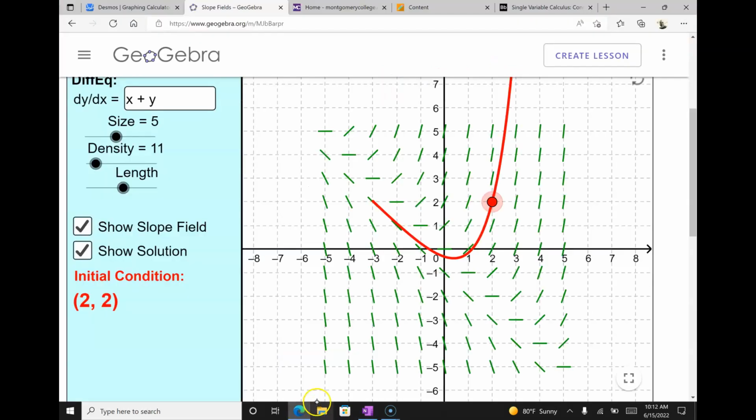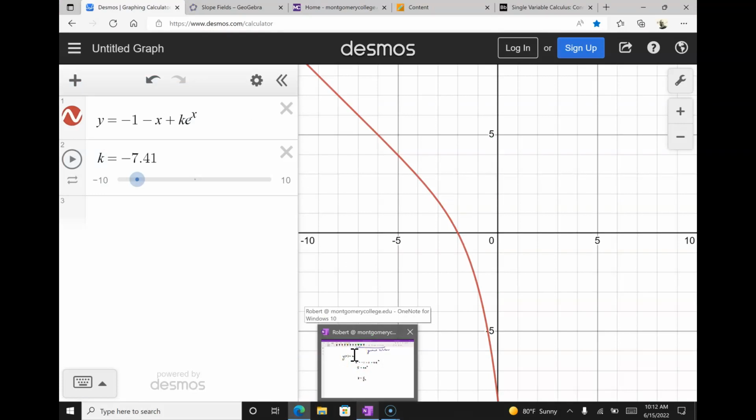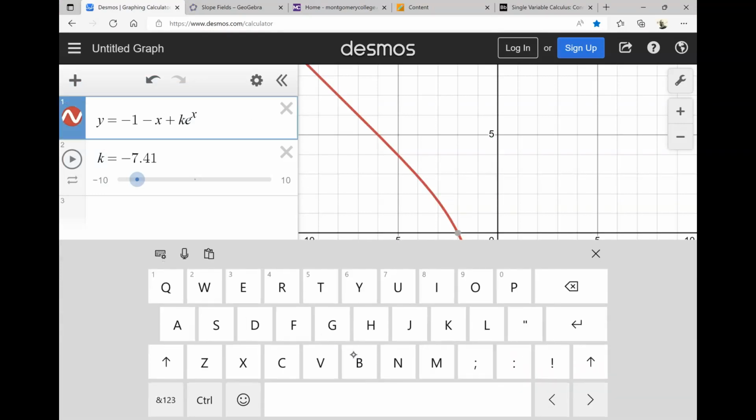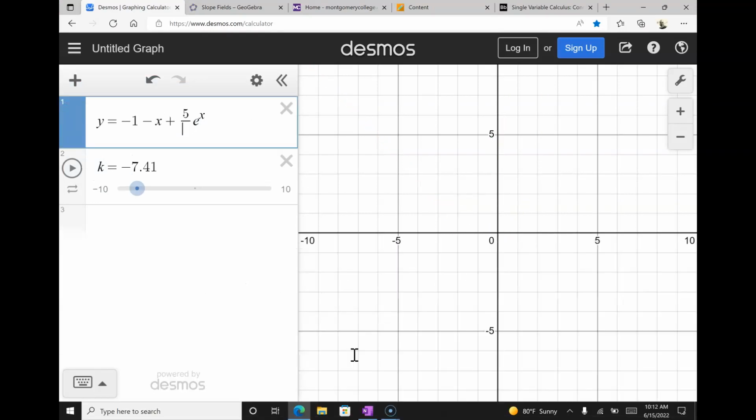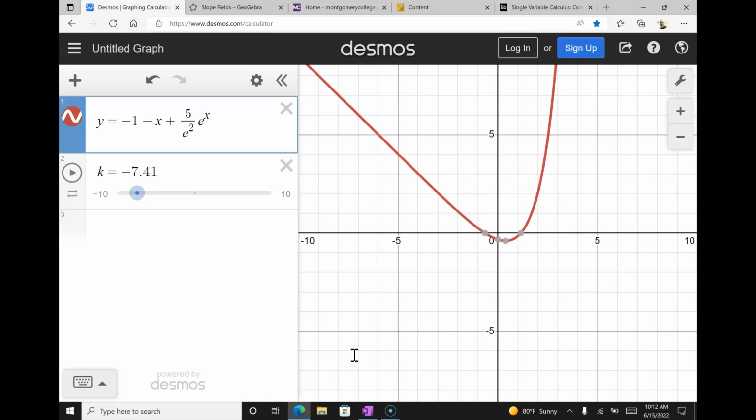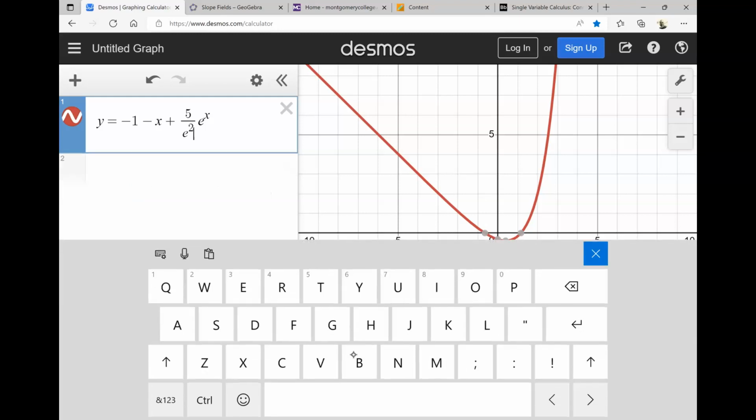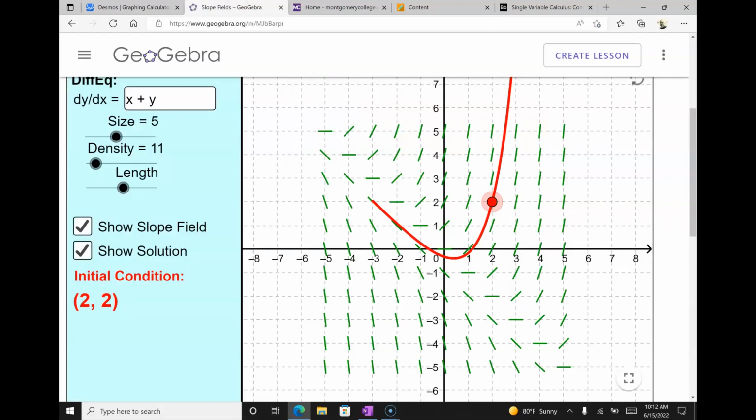So now I can go to my Desmos and change my k value, right? 5 divided by e squared. And I'm just looking at, let me kill this. Oh, I don't have a k anymore. That's fine. So there's my solution. And look, right?